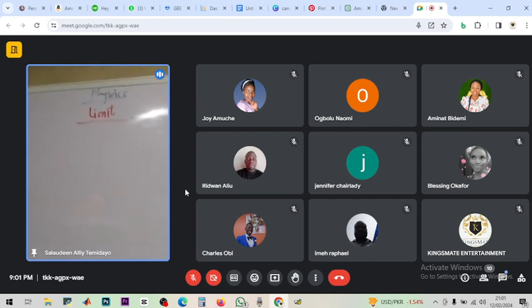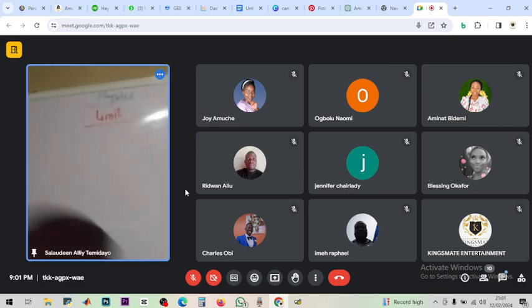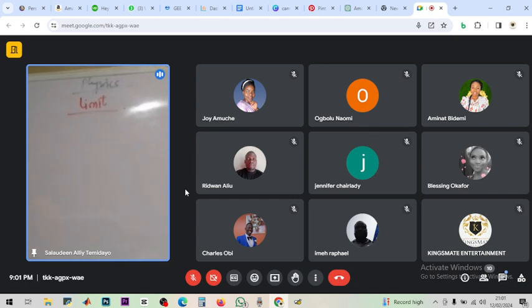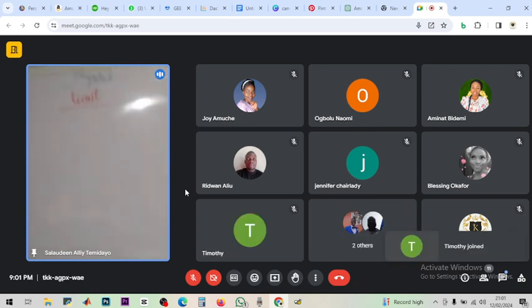We'll be concentrating more on what we call limit. What do we mean by limit? What do we imply by limit? How do we go with it? When they say limit x to this, when they say limit y to this, what do they mean?